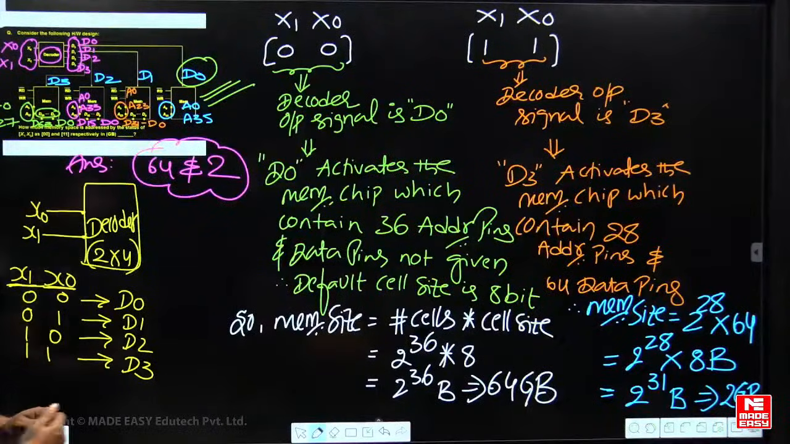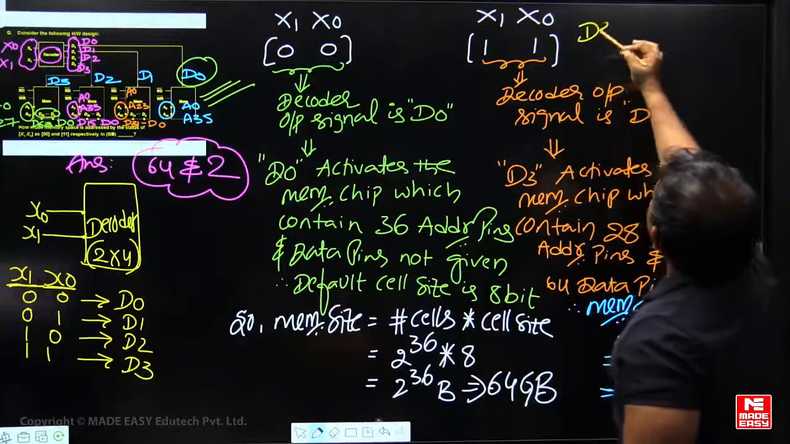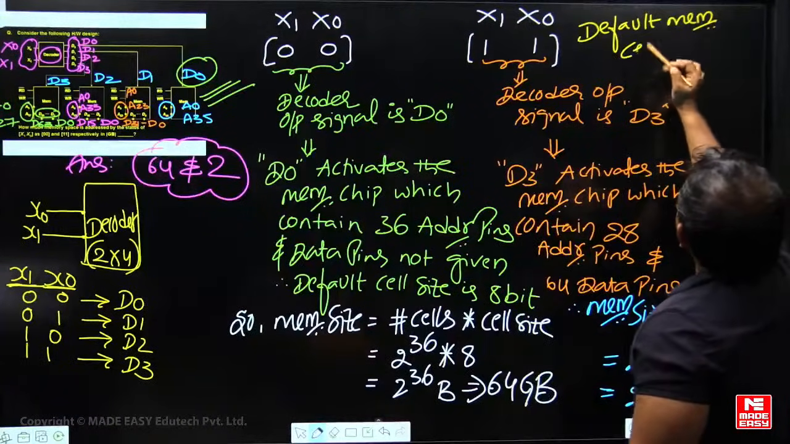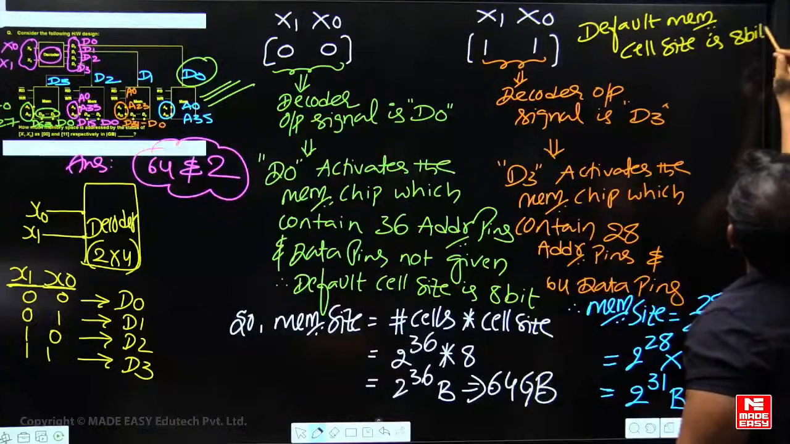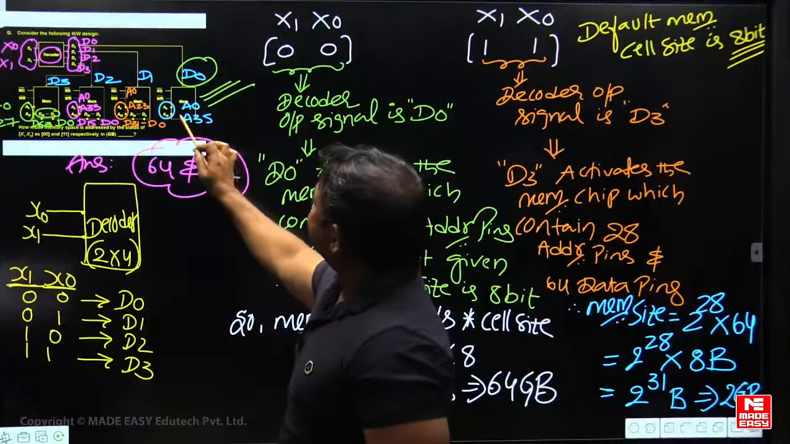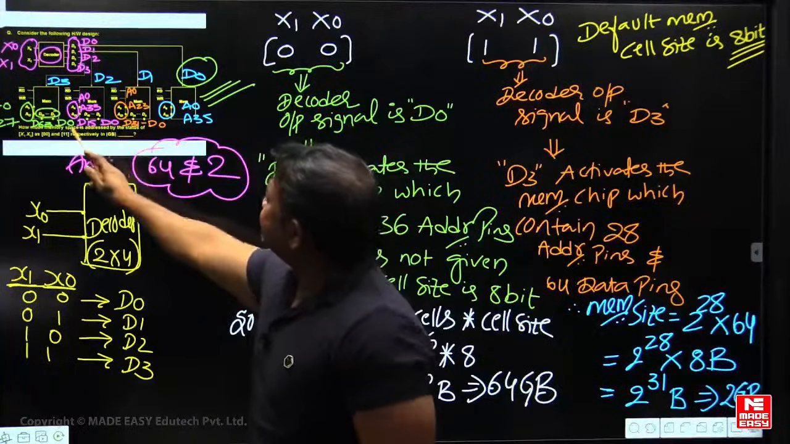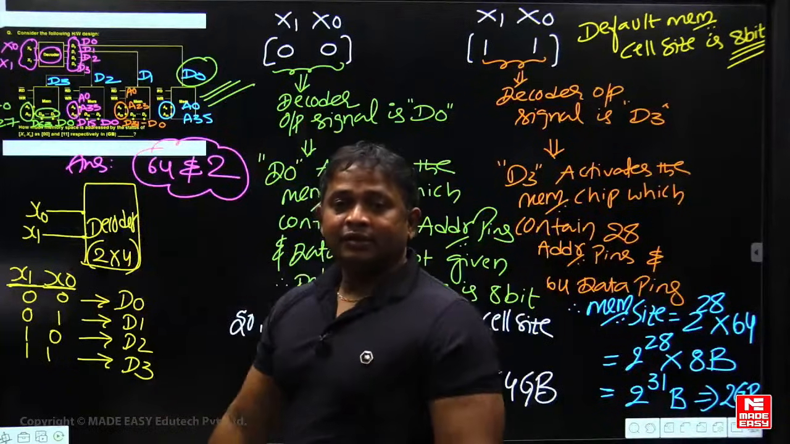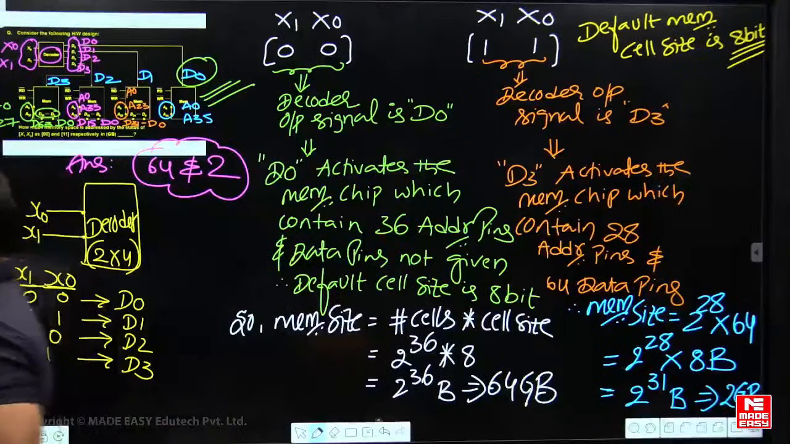When the question does not contain the memory cell size, default memory cell size is always 8-bit. Default memory cell size is 8-bit by default assumption. Okay, so here data pins not given. That's what we have taken. Default cell size is 8. And in the remaining cases data size is given, so that cell size varies. When cell size not mentioned, default cell size is 8. Okay, student.